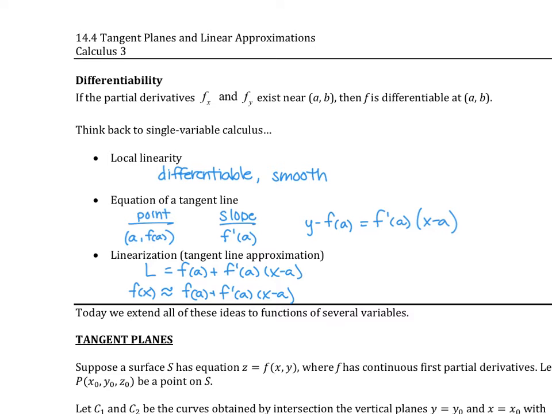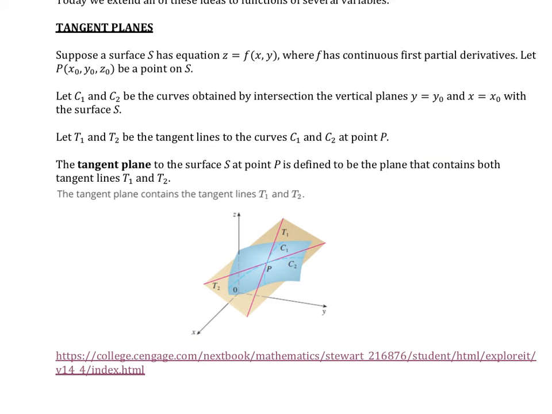Now we're going to extend those ideas today to functions of several variables. Suppose we have a surface in 3-space that has the equation z equals f of x, y, where f has continuous first partial derivatives, and we let point P be any random point on the surface.